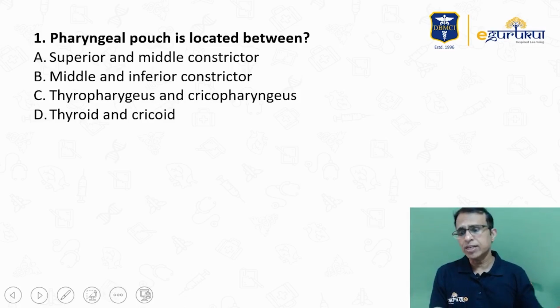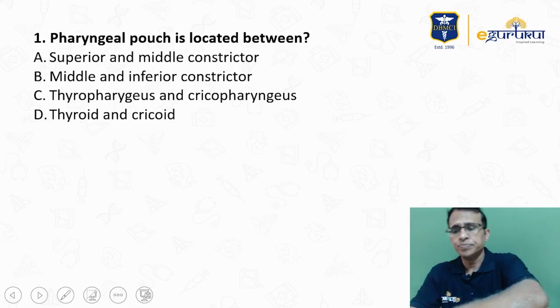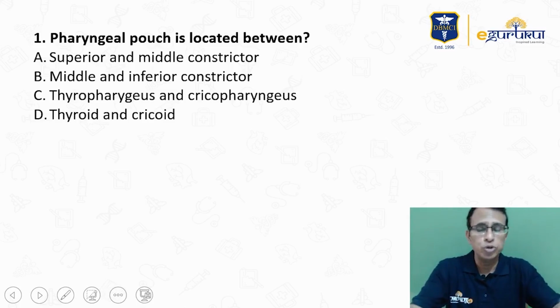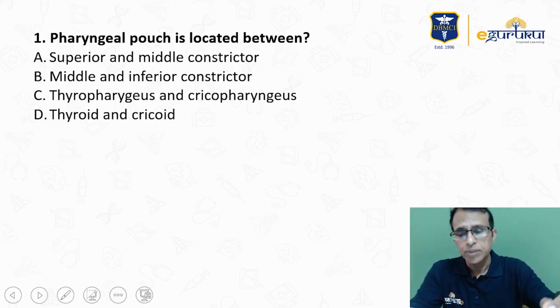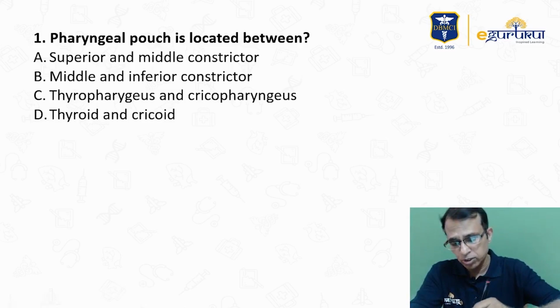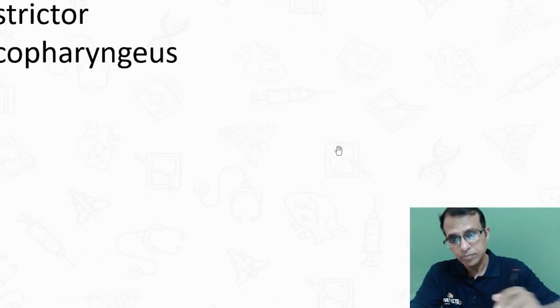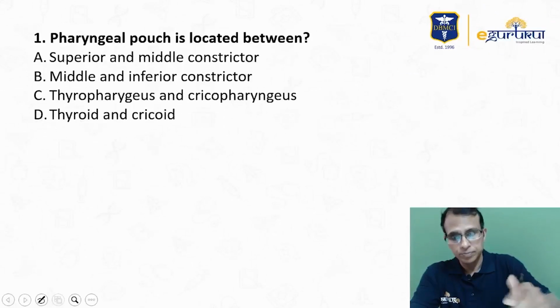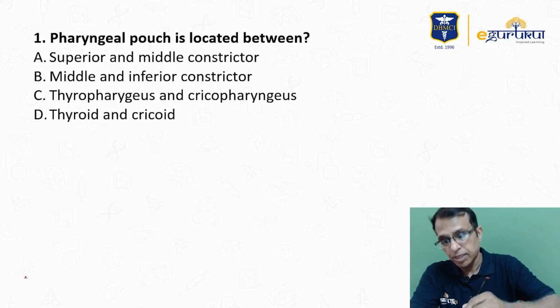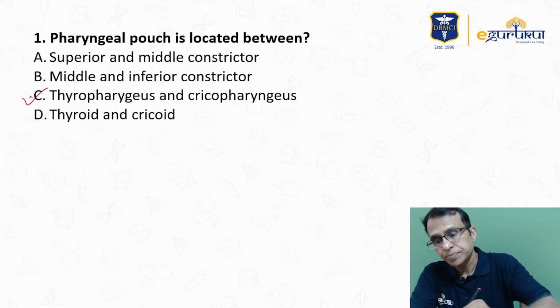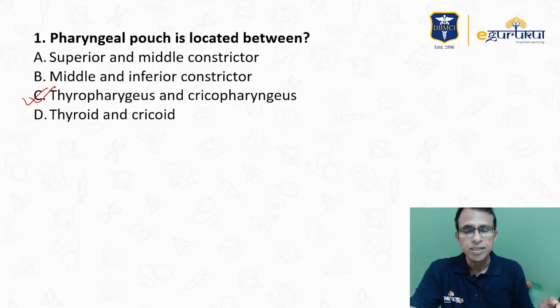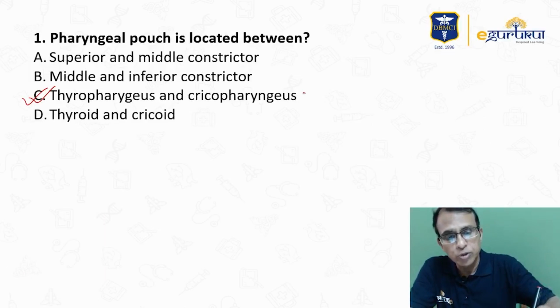Pharyngeal pouch, there are many types of pharyngeal pouch, and the most common, I'm sure you know, is the Jenker's diverticulum. I'll talk about that. But before that, what is the answer? What do you think is the correct answer? The answer is C. It's between thyropharyngeus and cricopharyngeus. I'm sure you know, both are muscles of the inferior constrictor.